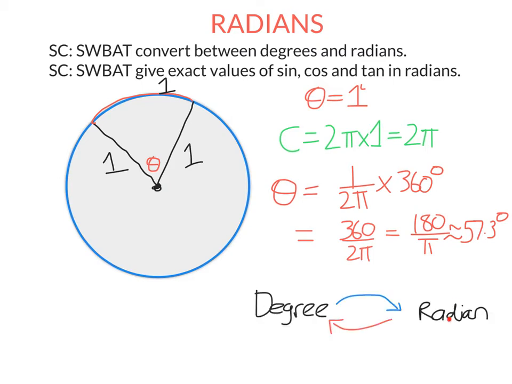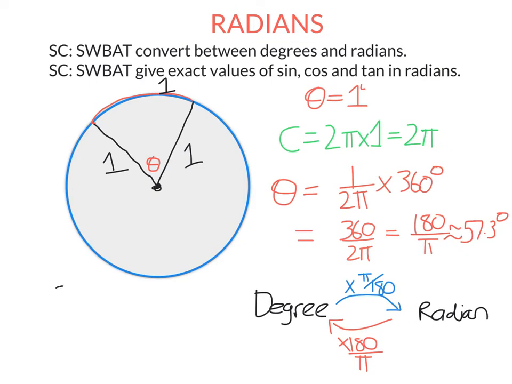So if we are in radians and we want to go to degrees, we just times by 180 over pi. That's exactly what we just did up there. If we want to go the other way, so if we're in degrees and we want to convert to radians, you just do the opposite. You divide by 180 over pi, which is the same as timesing by pi over 180. So that is how you convert radians and degrees.